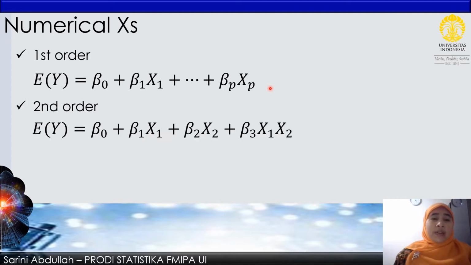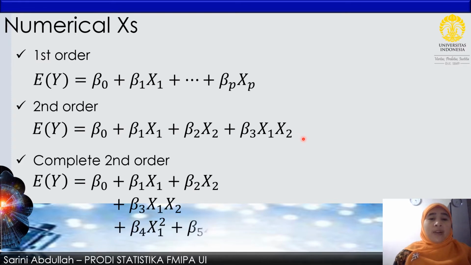While for the second order model, to make it simple, let's say we have just two predictor variables. Then the second order model can take the form like this. So we have an additional term, beta 3 x1 x2.